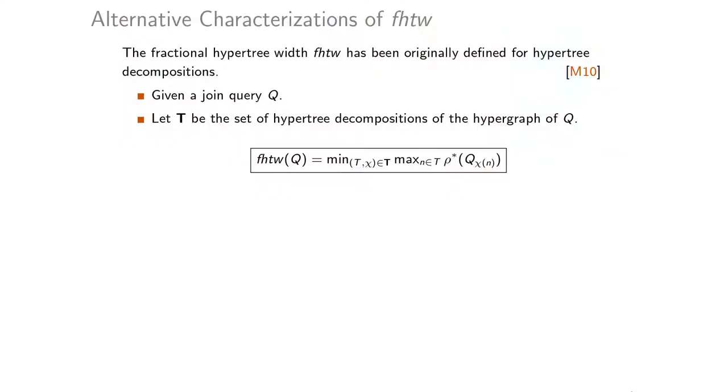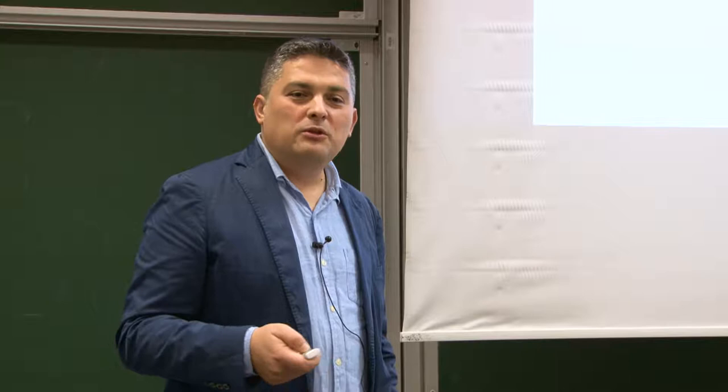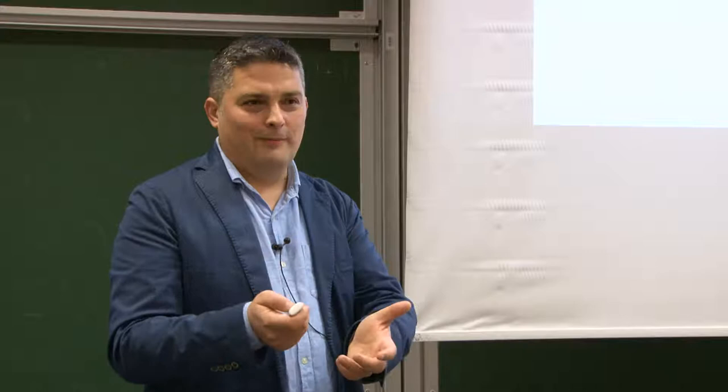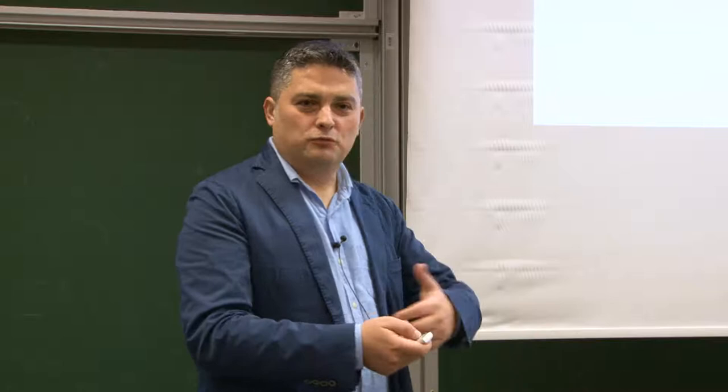So this characterization is due to Marx in 2010. And the idea is this. If you are given a join query Q, let's say we have a set T of all possible hypertree decompositions of the hypergraph of Q. There may be exponentially many of them. But this is exponential in the number of relations in the query, or the number of variables in the query, a parameter which is considered to be small, not the same as the number of tuples in the input database. So it's fine to just think of enumerating over them.